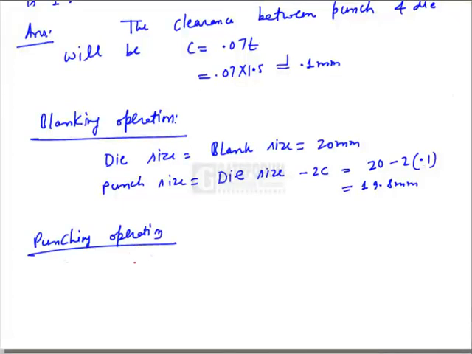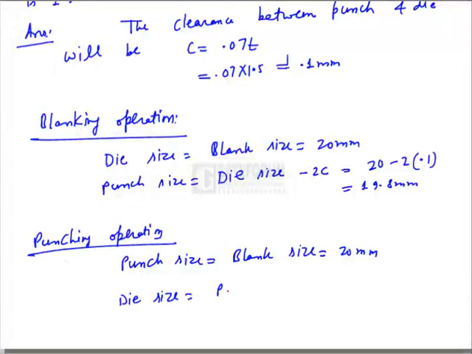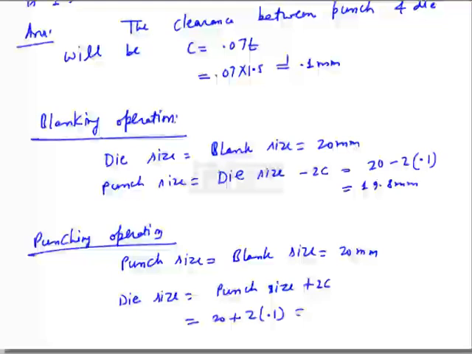Suppose it is punching operation. Then the punch size will be blank size. On the other hand, the die size will be punch size or blank size plus 2c. So this is 20 plus 2 into 0.1. So this will be 22.2 mm. So in this way the questions are being asked in the GATE examination.